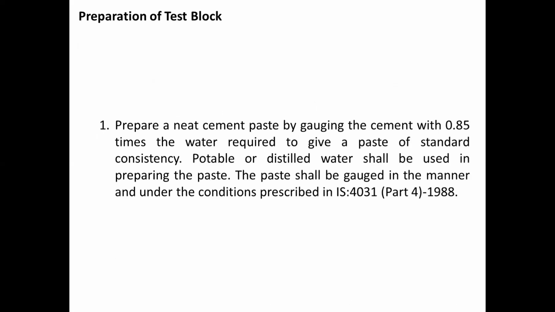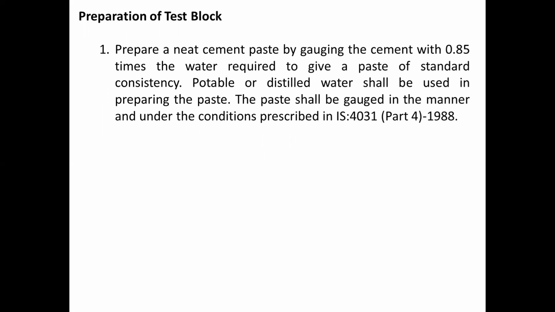Let us now have the preparation of our test block. Prepare a neat cement paste by gauging the cement with 0.85 times the water required to make a paste of standard consistency. Potable or distilled water, meaning not contaminated, shall be used in preparing the paste. The paste shall be gauged in the manner and under the conditions prescribed in IS 4031, Part 4 of 1988.